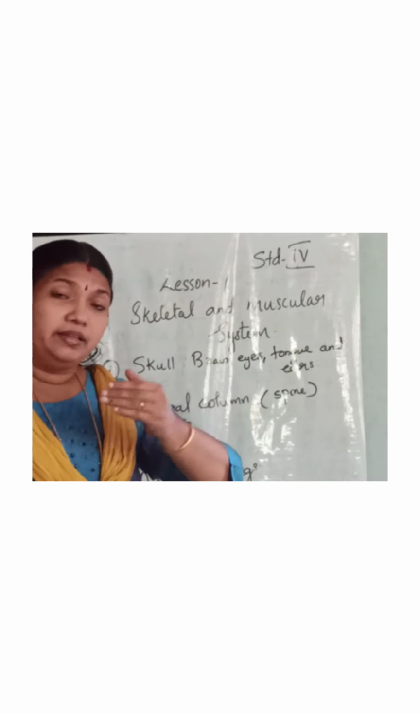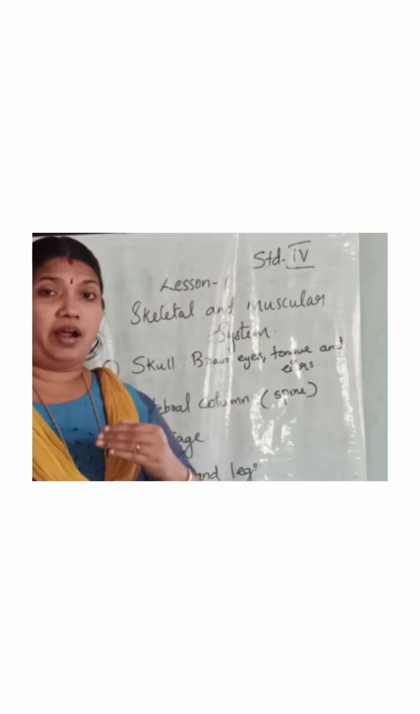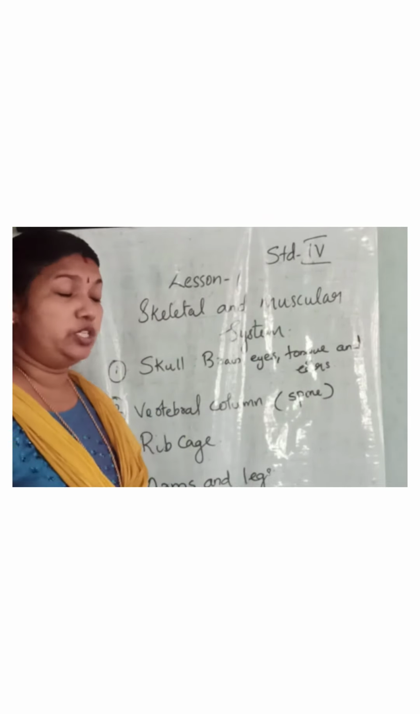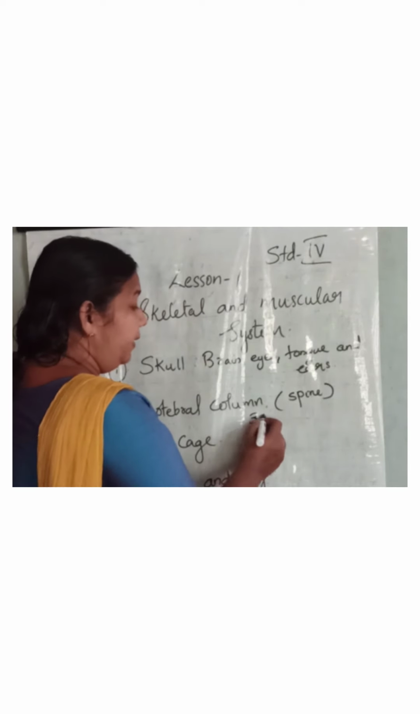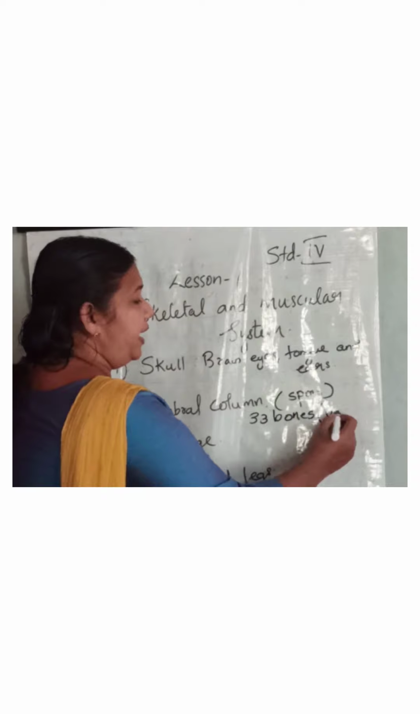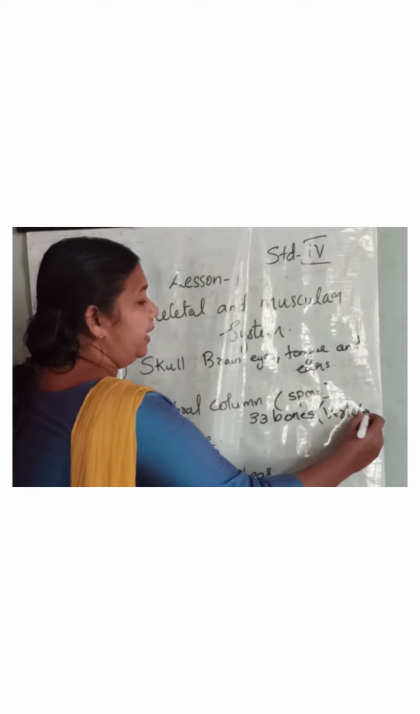Inside the tube, the spinal cord runs. The spinal cord is a part of our nervous system. The vertebral column consists of 33 bones, and these bones are known as vertebrae.